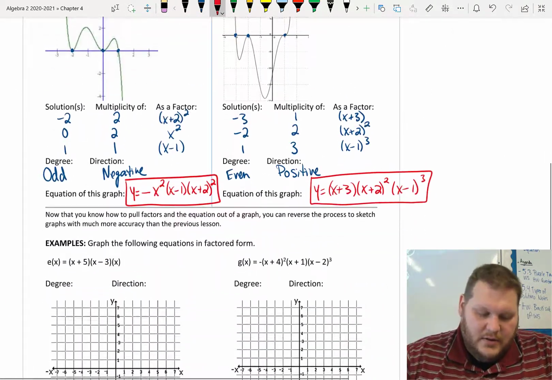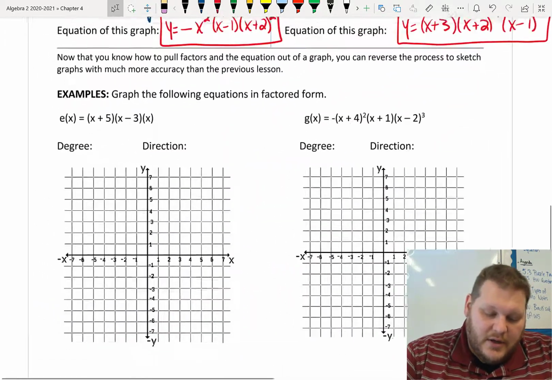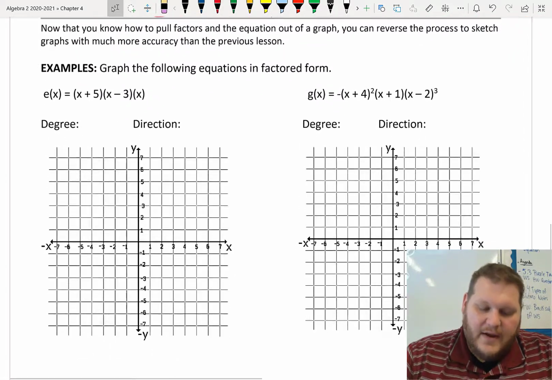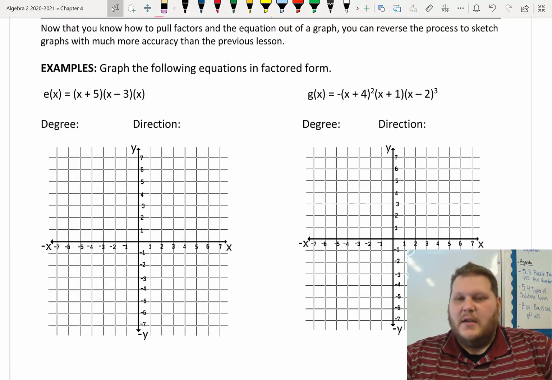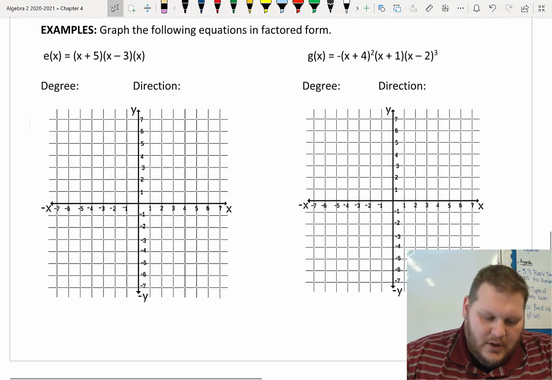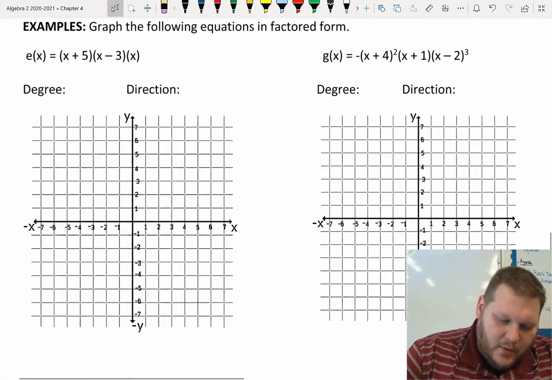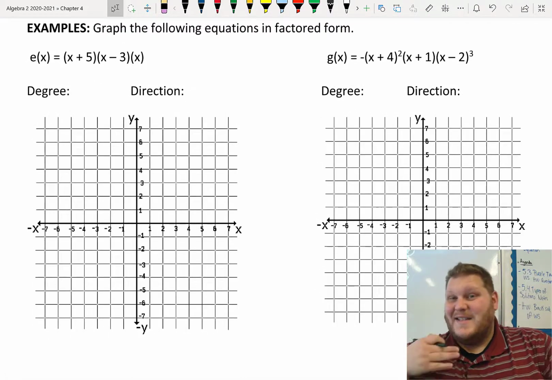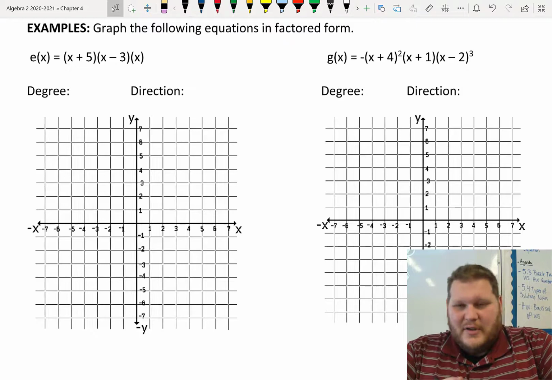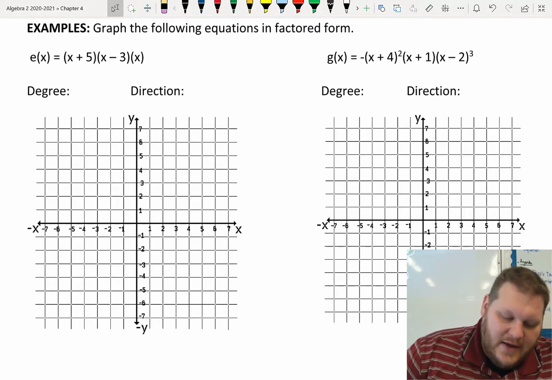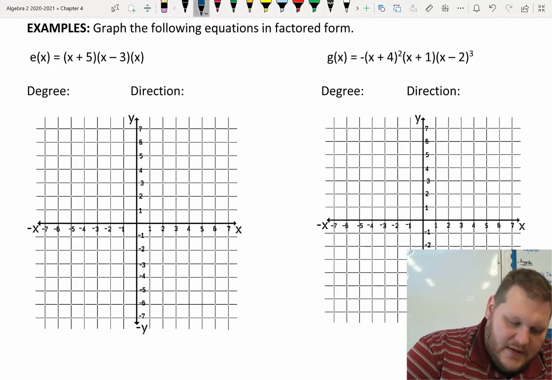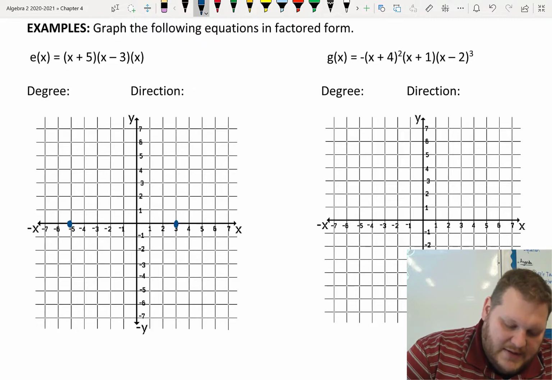All right. So going the other direction, now that we know how to pull factors and equations out of a graph, let's reverse that process and sketch some graphs with more accuracy than we have done in the past. So here we were given our equations in factored form, which is nice because that tells us what our solutions are, tells us what our x-intercepts are, which is just awesome. So for e of x here, -5 is my first x-intercept. +3 is my second one, and then 0 is my third.